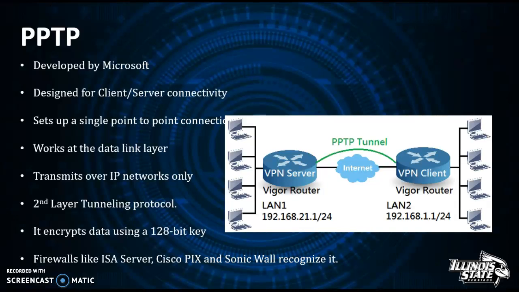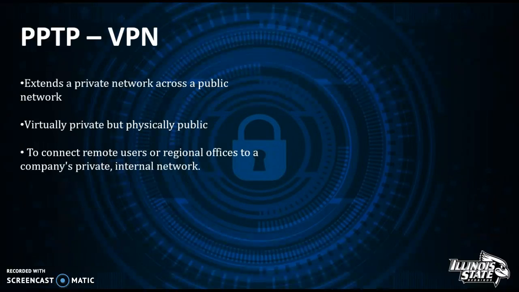It also works at the data link layer and transmits over IP networks only. It is one of the second layer tunneling protocols and has many known security issues and is not considered a very secure protocol to use because it encrypts data using a 128-bit key. The main reason for it being considered a weak security protocol is that it utilizes 128-bit encryption keys, which is an outdated encryption method. It also uses firewalls like ISA Server, Cisco PIX, and SonicWall.